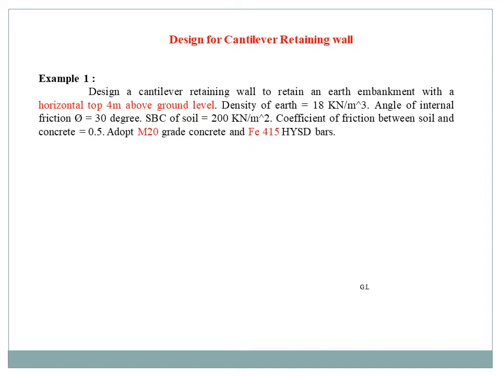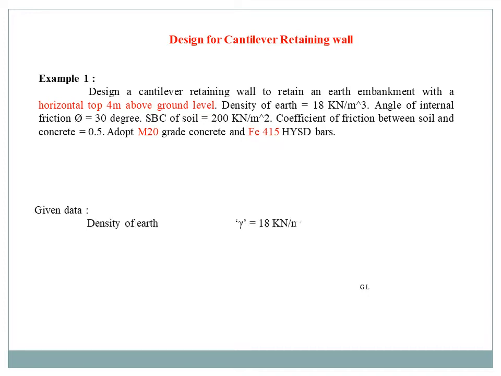Then SBC, which is nothing but the safe bearing capacity of soil, is equal to 200 kilonewton per meter square. Then the coefficient of friction between soil and concrete is equal to 0.5. Then adopt M20 grade concrete and Fe415 HYSD bars.